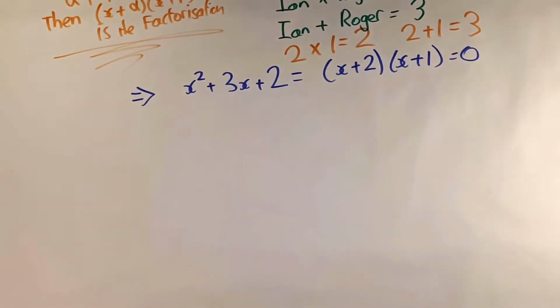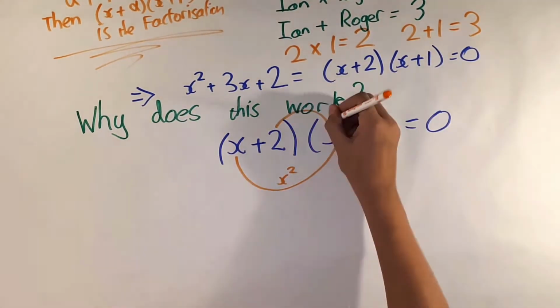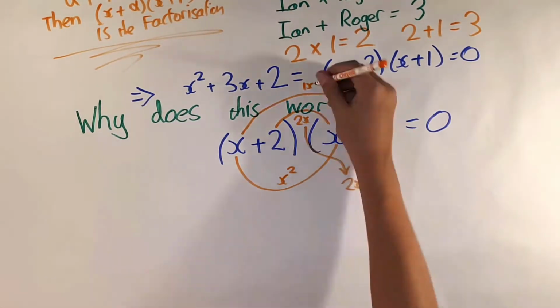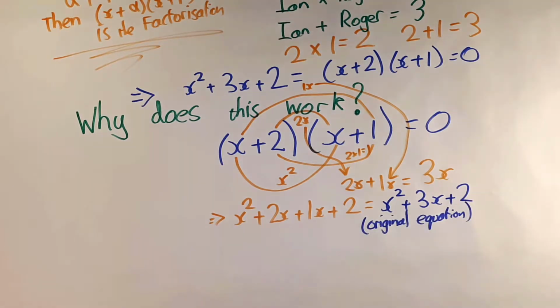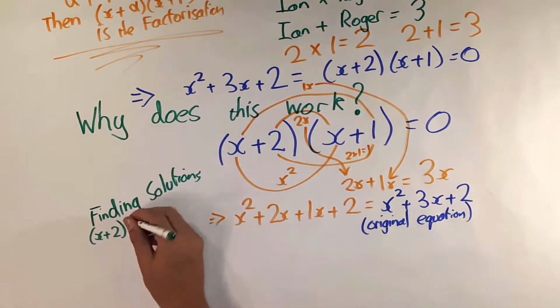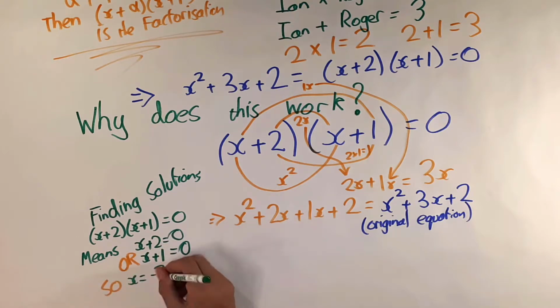This works because the x's times together to create the x squared, and the number in each bracket times by the other x to give 2x plus 1x equalling 3x. The 2 is then multiplied by 1 to give us the 2. We can also see that once again, if two things are timed together to make 0, then one of these brackets must equal 0. X therefore has to be minus 2 or minus 1.